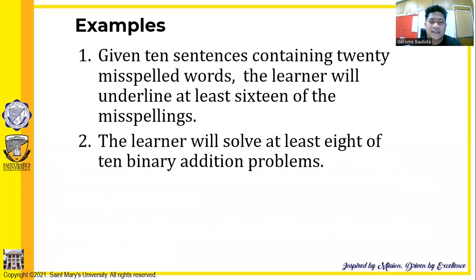So for the second, do we have an audience? Yes, the learner. Do we have a behavior? Yes, solve. Solve binary addition problems. Do we have a condition? No. For the second example, we don't have a condition. Do we have a degree of proficiency? Yes, it's at least 8 of 10.